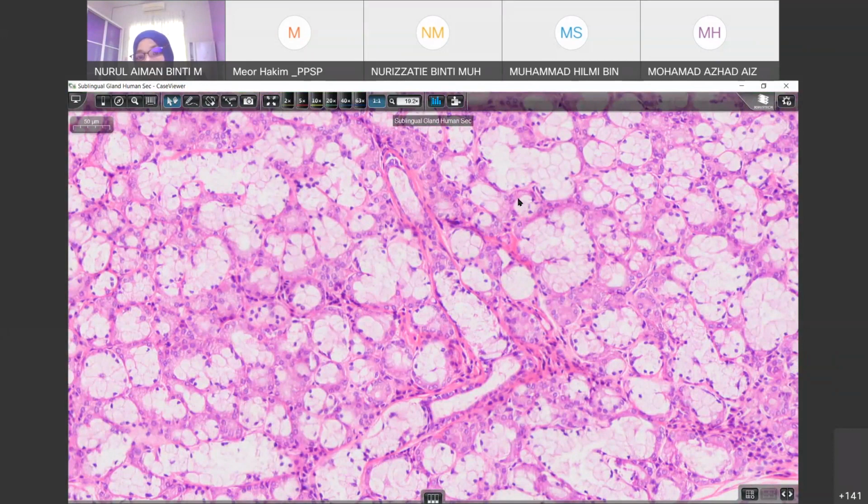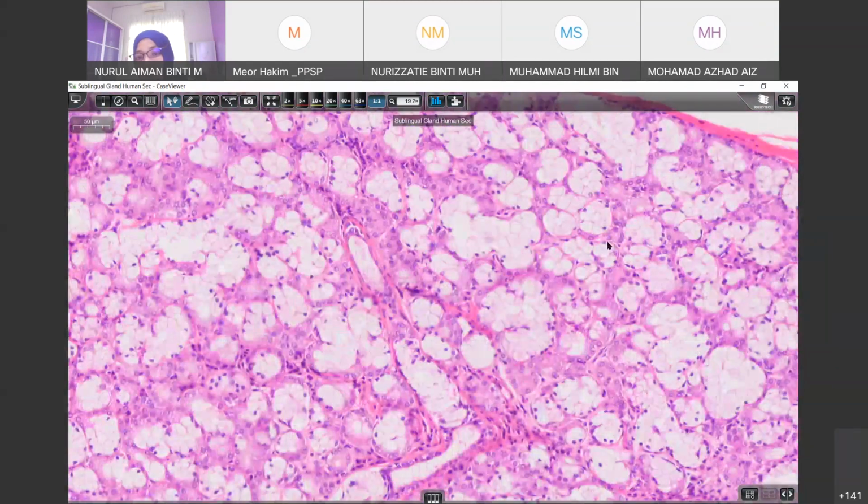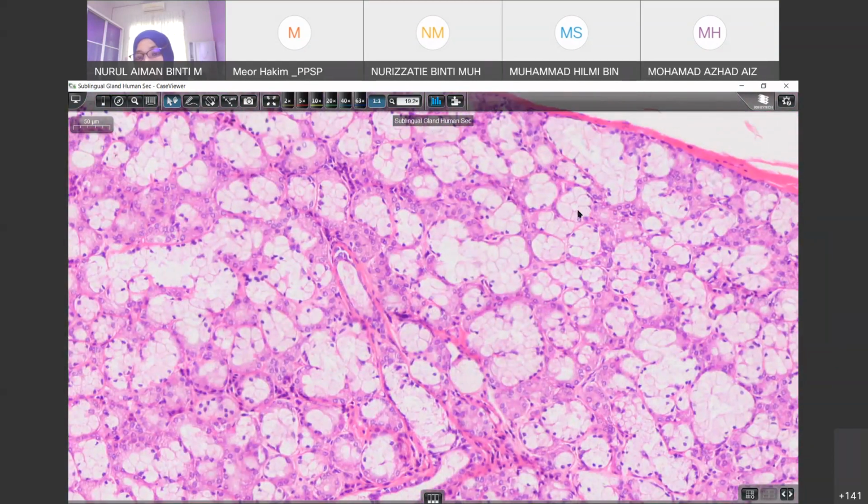and they have serous demilunes at the periphery. So this is another one, a serous demilune, very nice, a very small group here with a very big lumen. This is a mixture of mucus and serous gland.